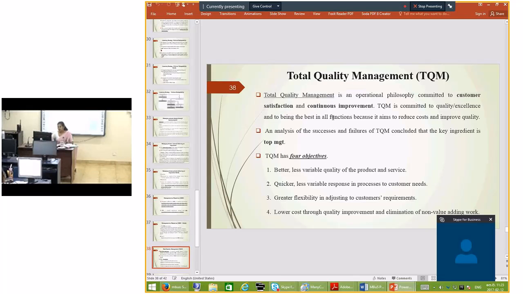Another one is TQM. I think you all might be familiar with this. Total quality management.